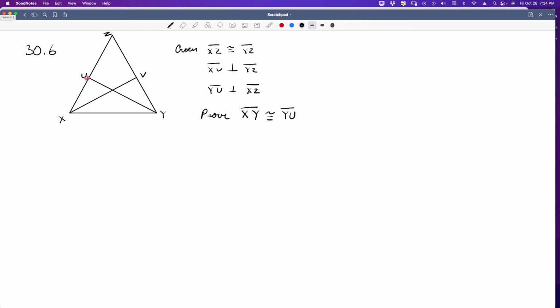XU is congruent to... XV is congruent. That's not congruent, that's perpendicular. XV is perpendicular to YZ, and YU is perpendicular to XZ. So it seems to me that we're using these top two. So that's the ones I'm going to redraw. There's that one, and then there is this one.